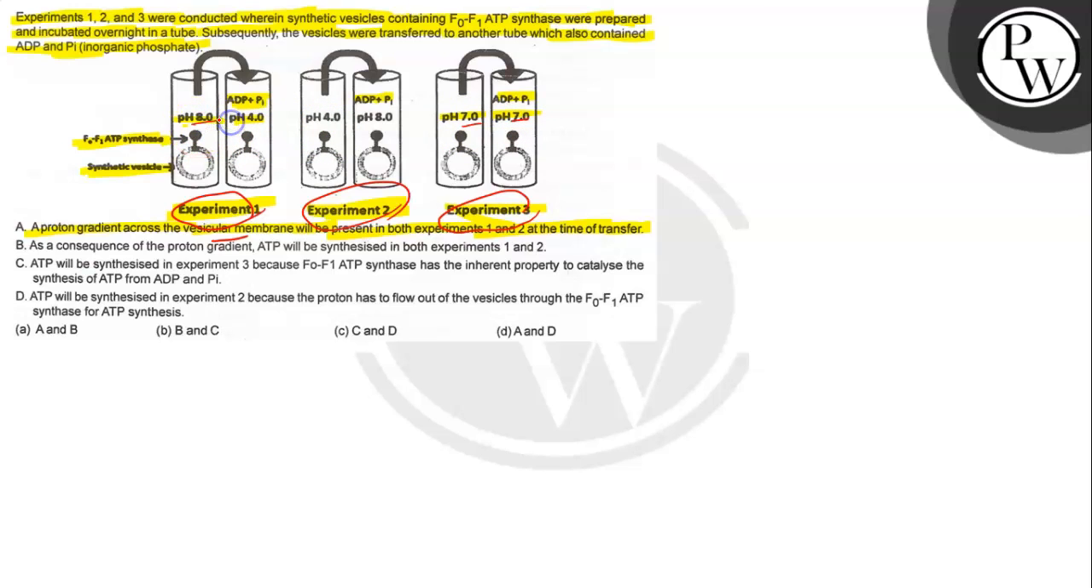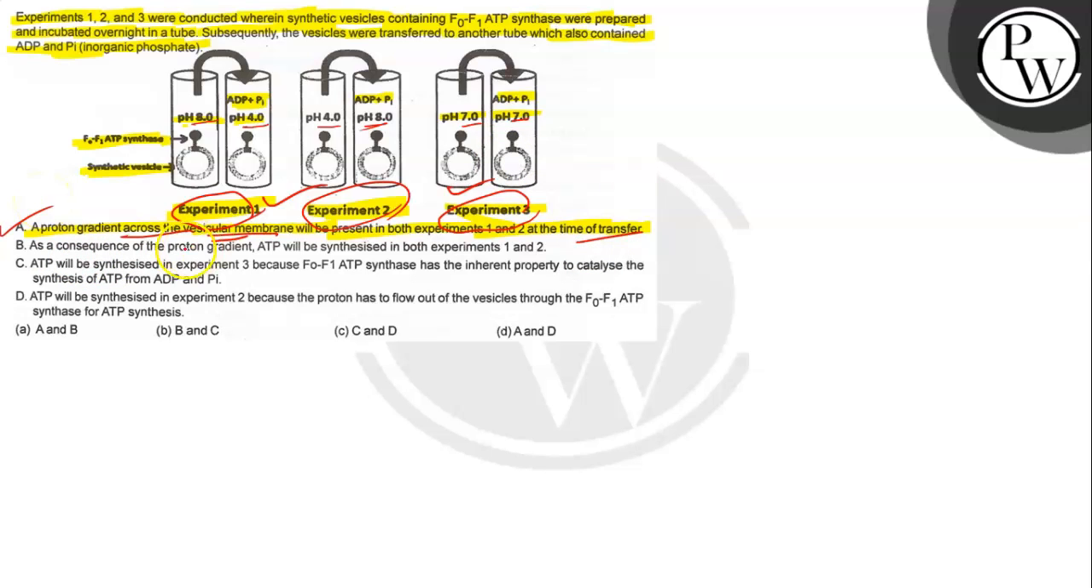This is having the pH 8.0 and this is having the pH 4.0, and this is also having 4.0 and 8.0. So as the pH is different in both tubes, a proton gradient is formed across the vesicular membrane. This is present in both experiment 1 and experiment 2 at the same time of the transfer. So option A is correct.